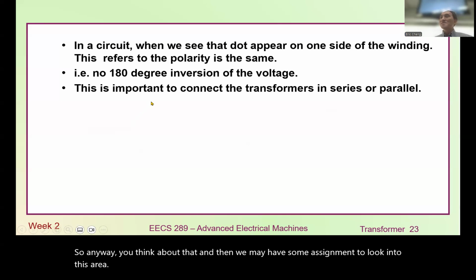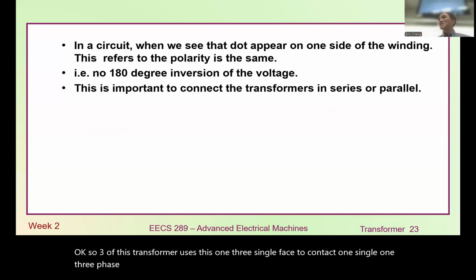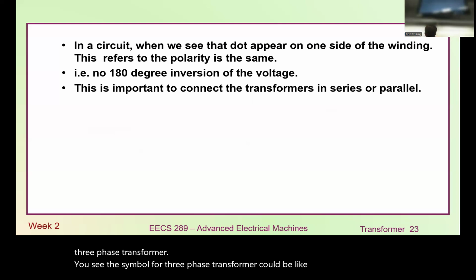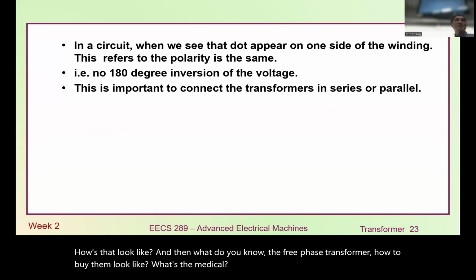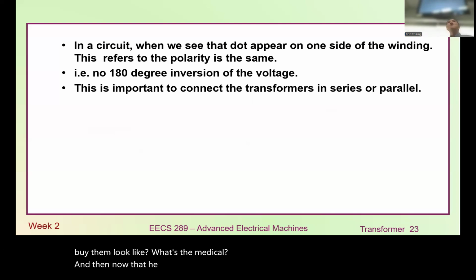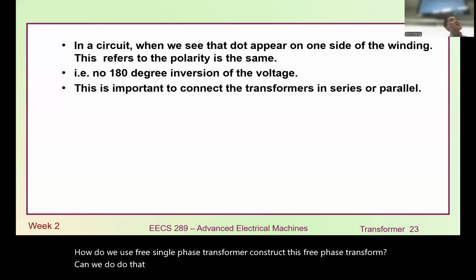This transformer uses 3 single phase transformers to construct one 3-phase transformer. You see the symbol for a 3-phase transformer could be like that, right? How does that look? What do you know about the 3-phase transformer, how the winding looks, what the magnetic core inside looks like? And now we have 3 single-phase transformers. How do we use 3 single-phase transformers to construct this 3-phase transformer? Can we do that? Or we cannot?